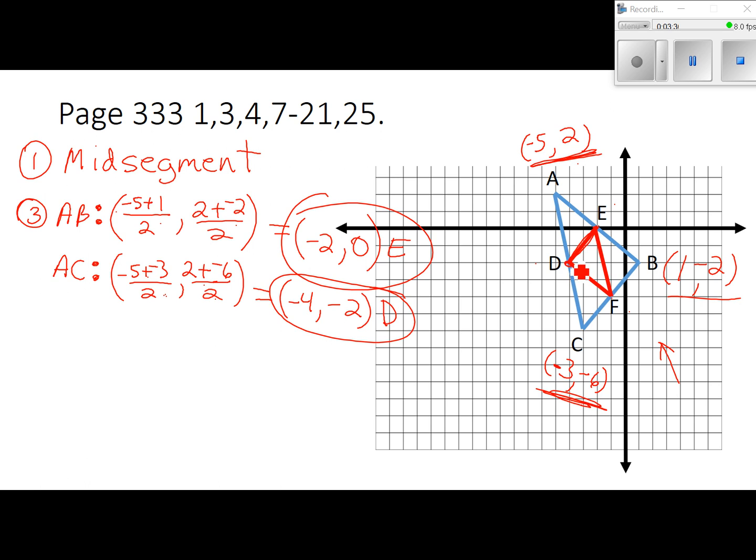That's right here. And we could go over here and check and make sure that we're doing it right. 1, 2, 3, 4, 1, 2. So we're left 4, down 2. It looks like we're doing them right.